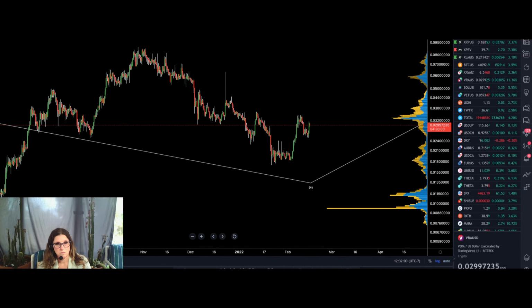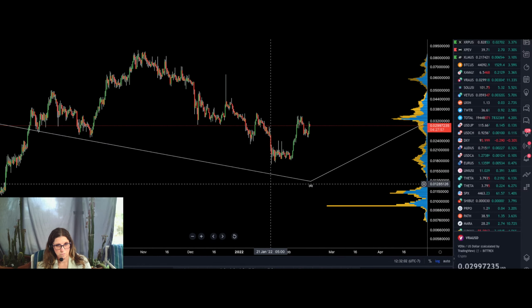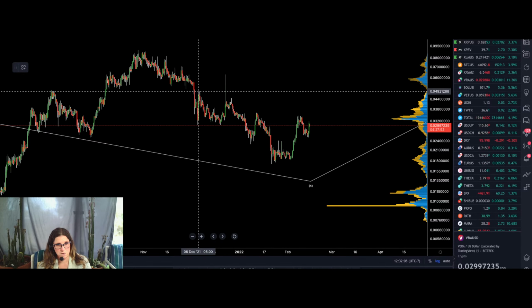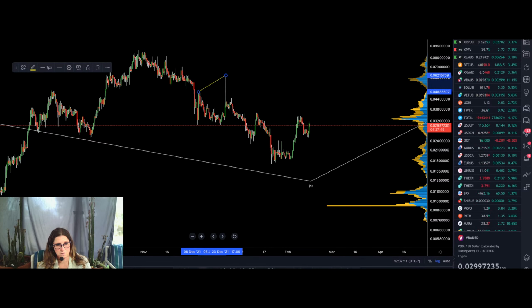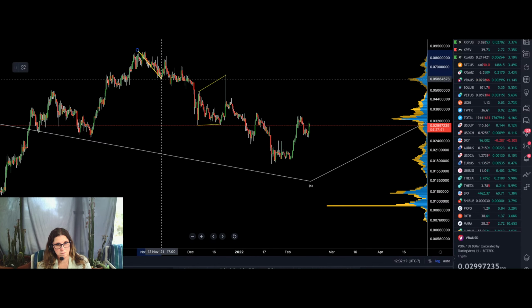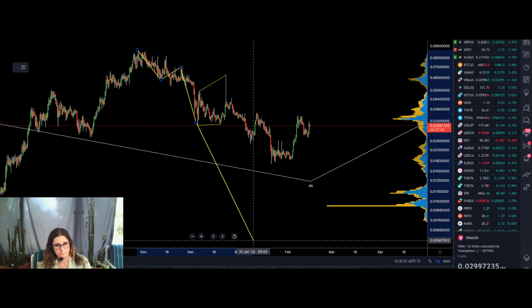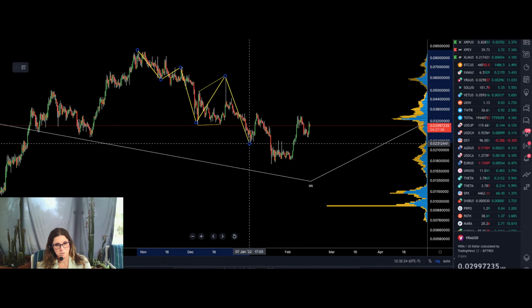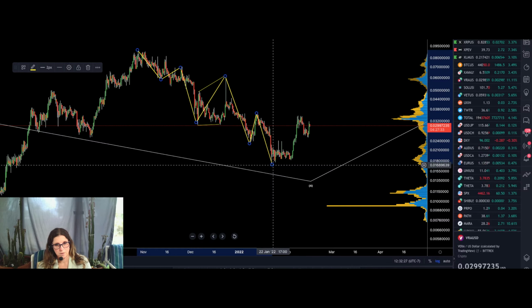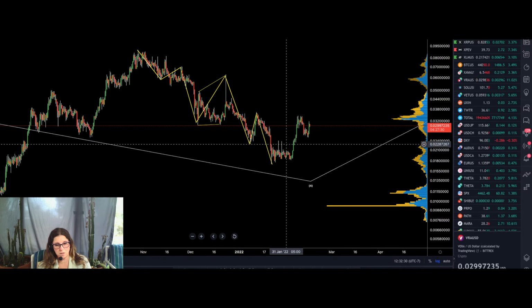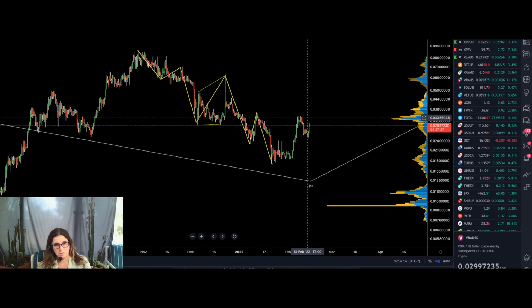Okay. So I see a flat right here. So we have 3, connector, 3. Now it all depends on this, same as Bitcoin and ETH. What are we going to do here? Okay, if we don't rally in 5 waves, then we'll take a look at it closer.